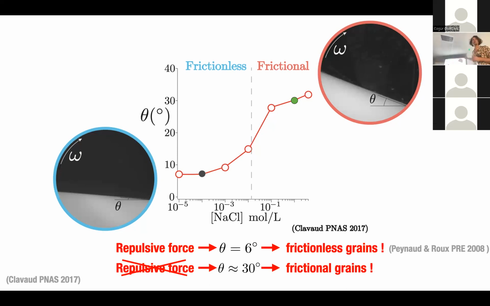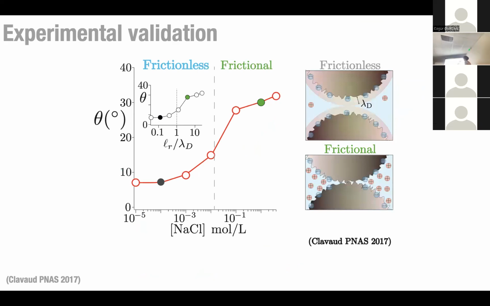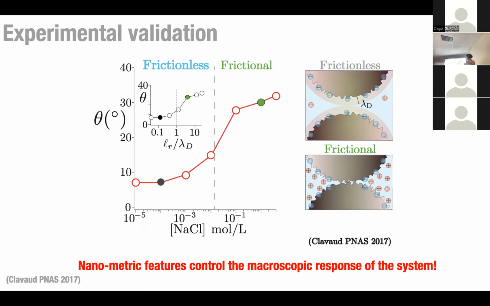So this shows the frictional transition by changing the strength of the repulsive force. And what we find is that this transition between frictionless grains and frictional grains occurs when the Debye length crosses the length scale, which is set by the particle roughness. It's pretty interesting to see how very small features, at the nanoscale, control the macroscopic response of the system. So here it controls the angle of avalanche, right?